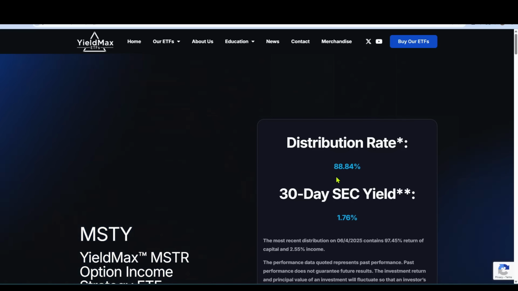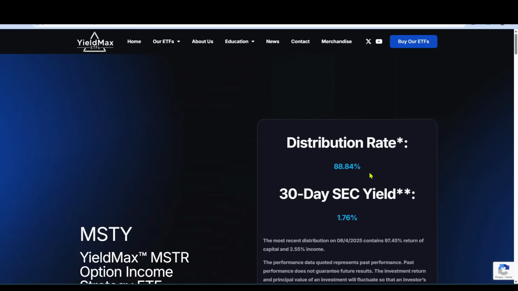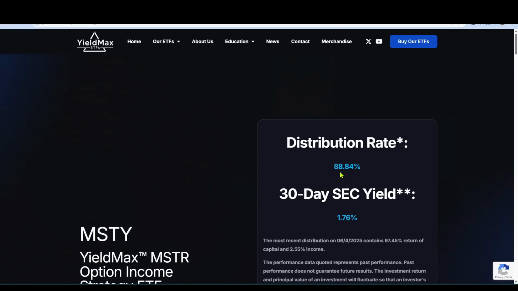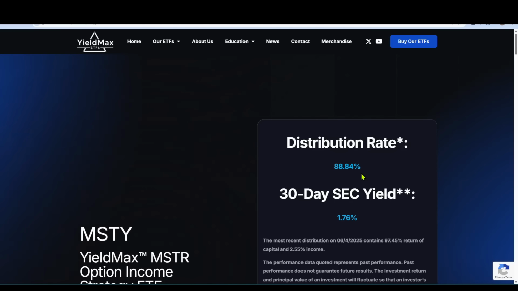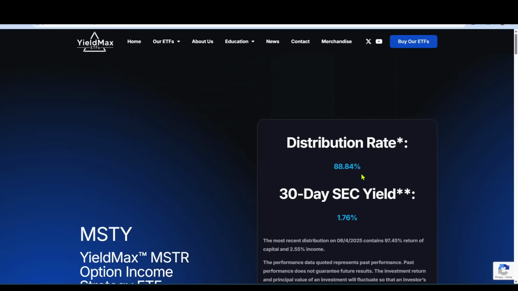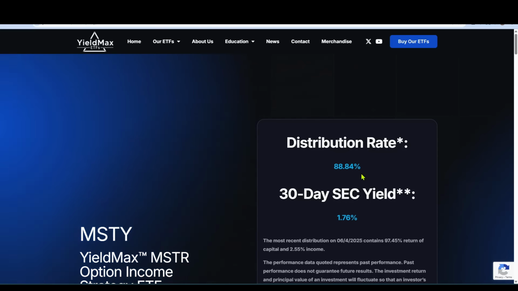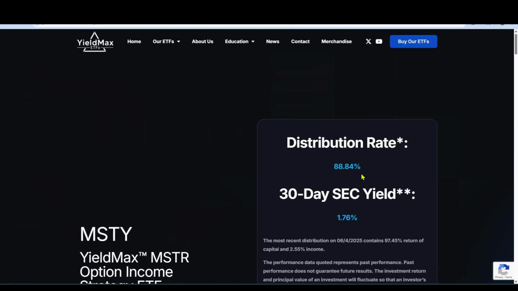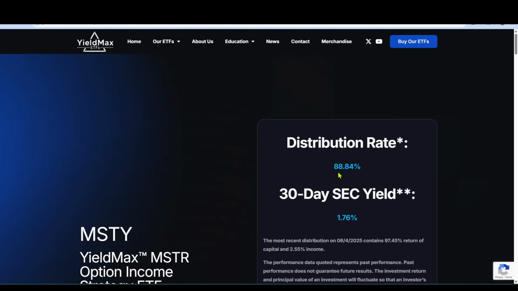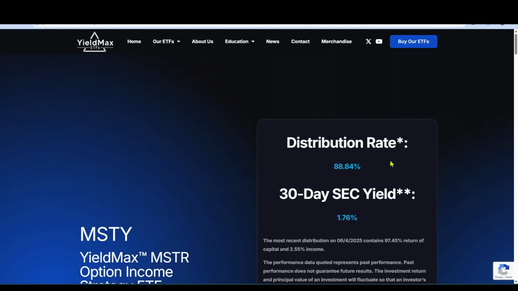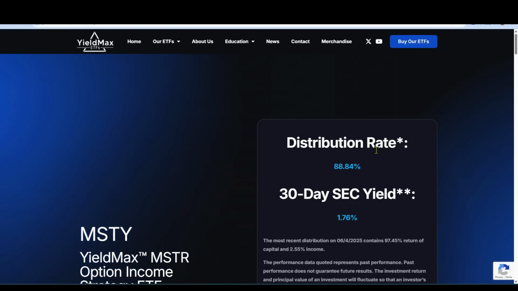So let's just take a look at that and see how that's calculated so that we can understand what this actually represents and means when it's going down. So let's go ahead and start right off with how this distribution rate is calculated, what numbers are involved in this calculation, and we can double check to understand what this 88.84% distribution rate actually represents.